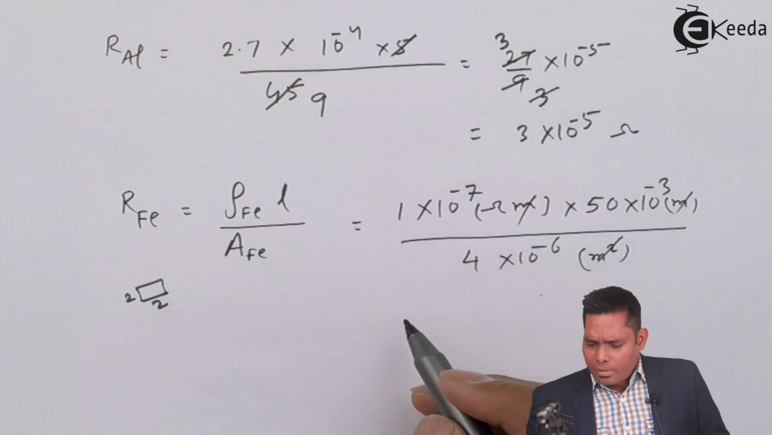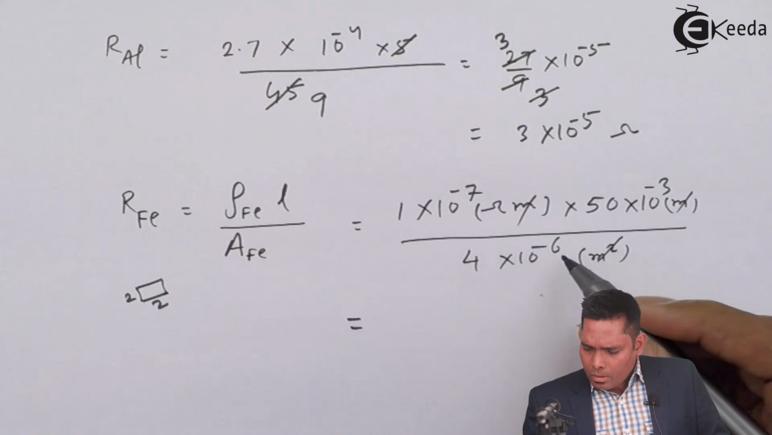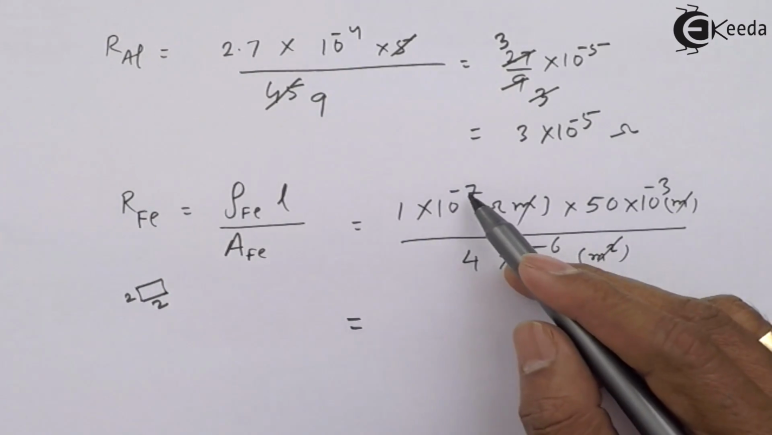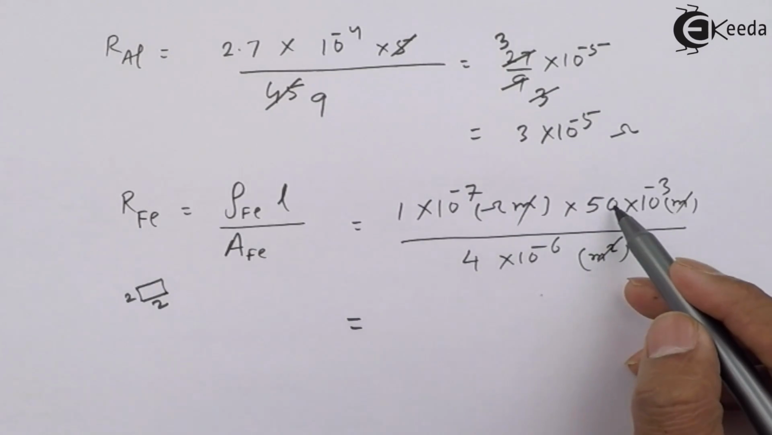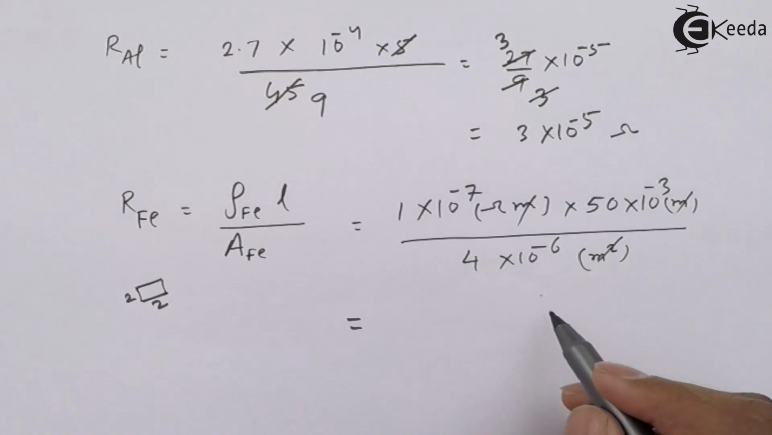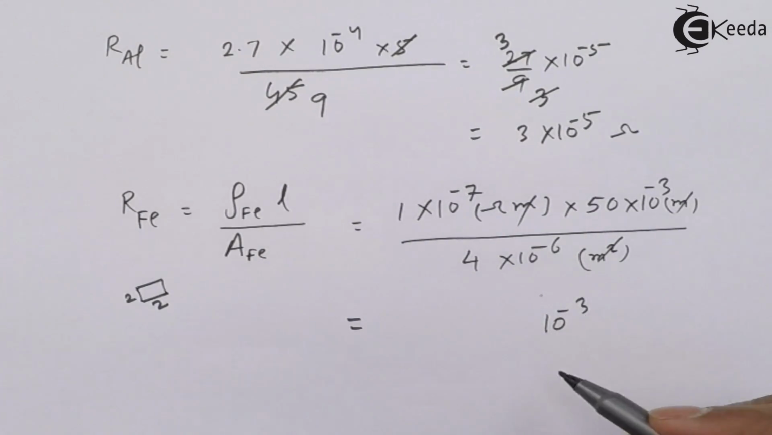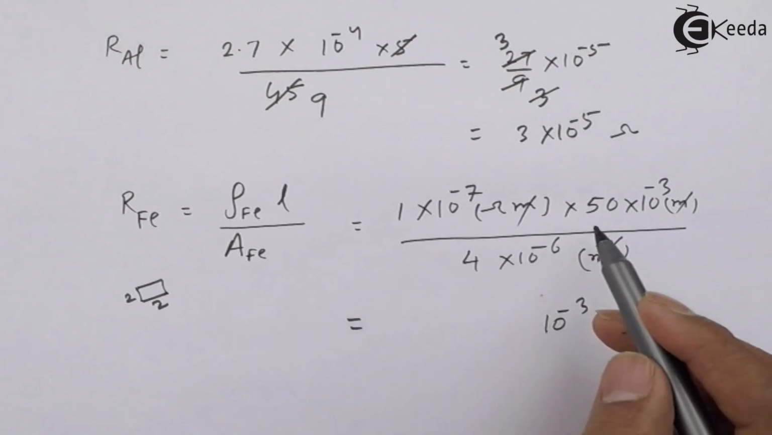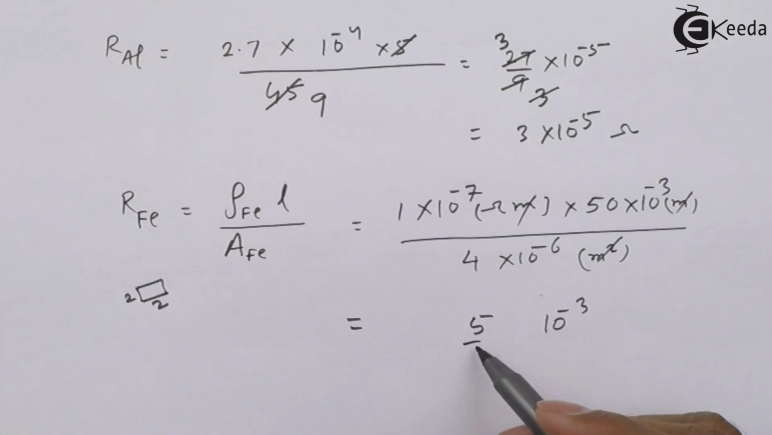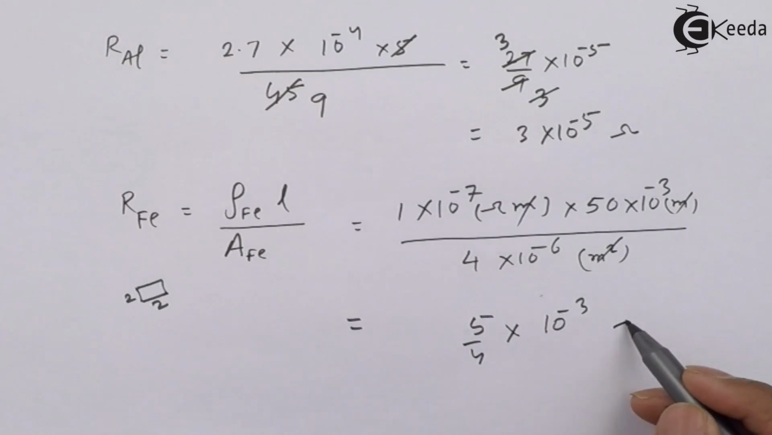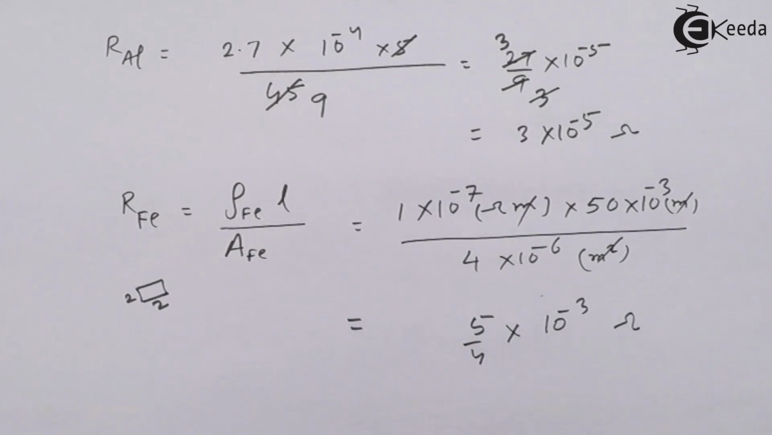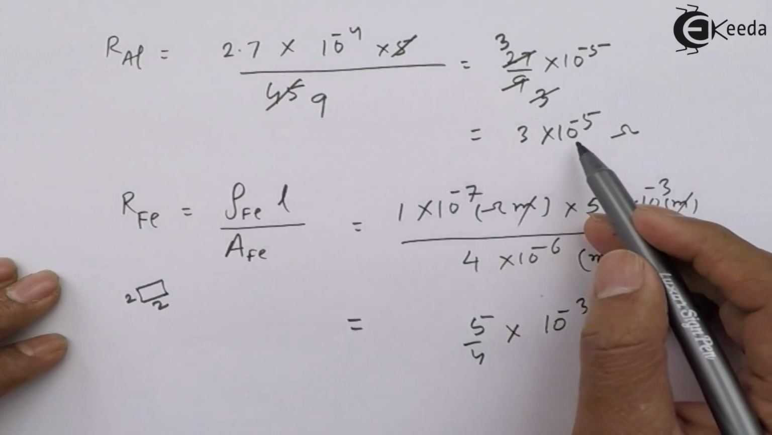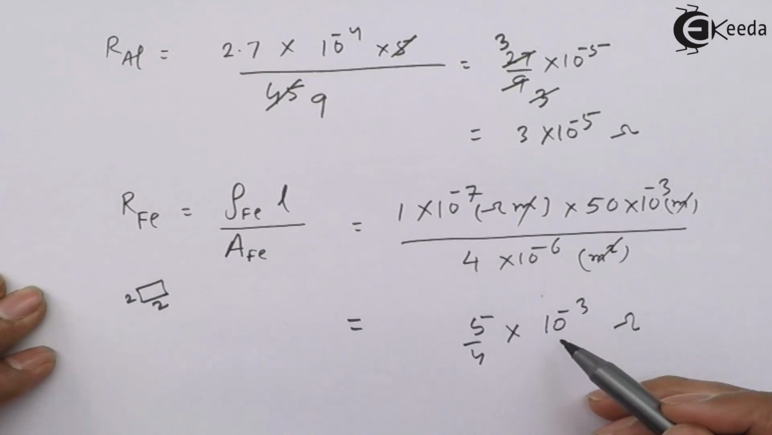So now you can solve this. This is going up, this plus minus 1, this is minus 4, and this is minus 3. So minus 3. And there are no more zeros left here, it is 5 divided by 4 ohm. So this is 3 × 10^-5, this is this.